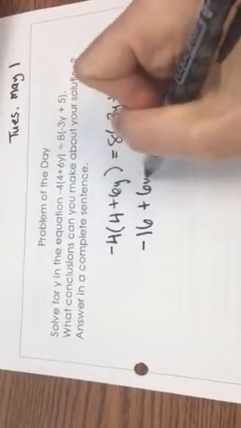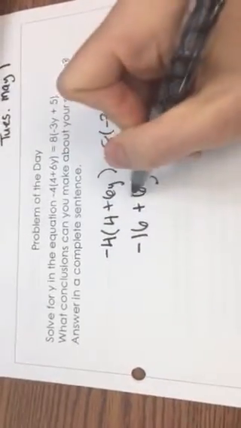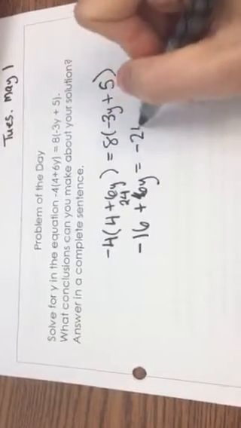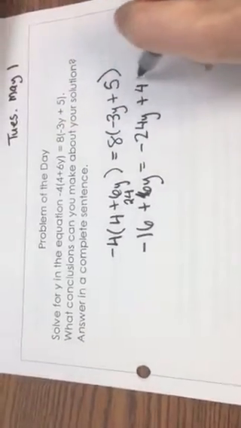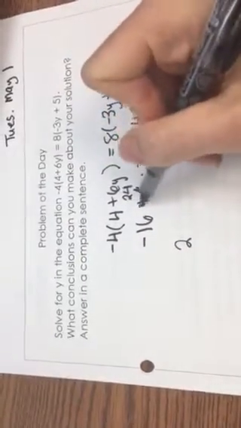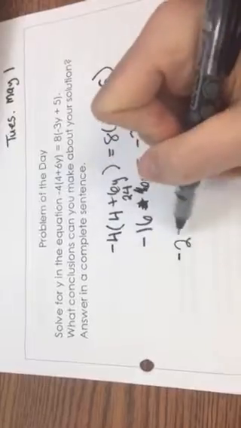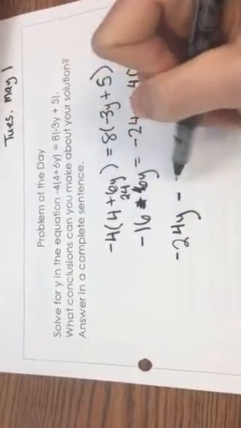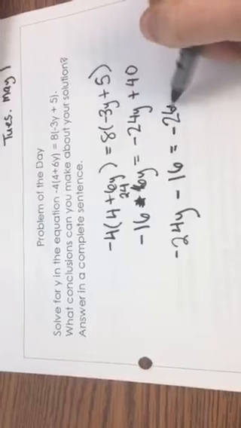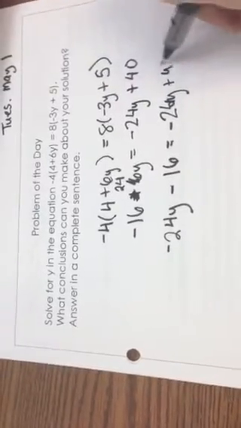Okay, so now what I have is negative 16 plus 6y. Oh, I made a mistake there. Plus 24y equals negative 24y plus 40. All right, so I'm going to rewrite this so that I can see what's happening here. I have minus 24y minus 16 equals minus 24y plus 40.